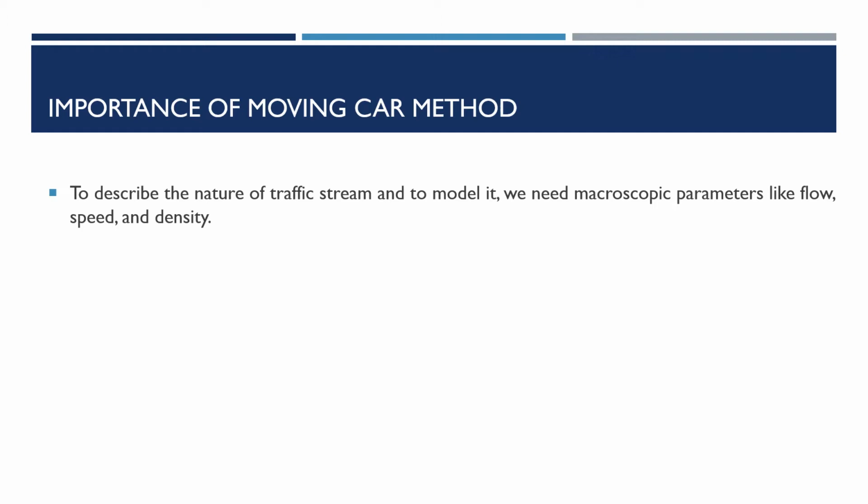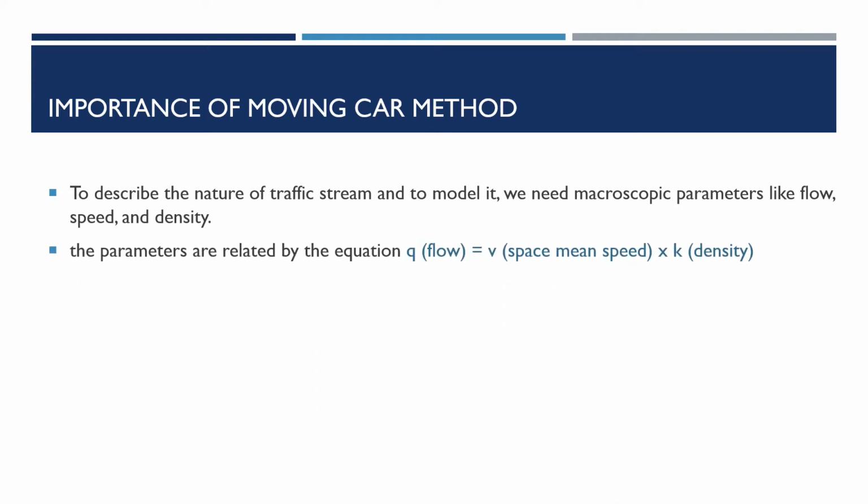Generally, this is done either by studying the stream as a whole and defining the stream characteristics through macroscopic parameters like speed, flow, and density, or by looking at individual vehicles and describing the stream through microscopic parameters like headway and spacing. If we talk about macroscopic parameters, the fundamental flow equation can be written as: flow is equal to space mean speed multiplied by density. This is the fundamental flow equation.